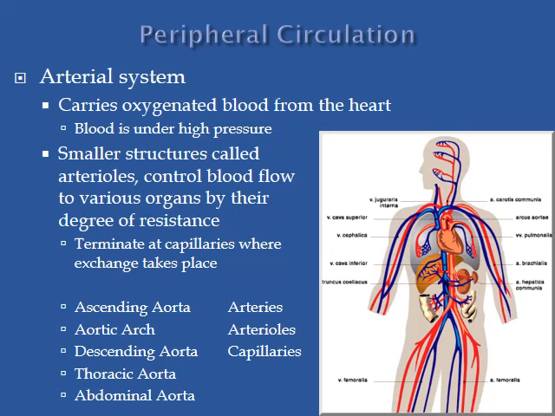So you can see the area. We've got the ascending aorta from the left ventricle, the aortic arch, descending aorta, thoracic aorta, abdominal aorta. Then you get to the arteries, the arterioles, where vasodilation and vasoconstriction occur, and then the capillaries, single file RBCs, and oxygen and gas exchange occur in the capillaries.